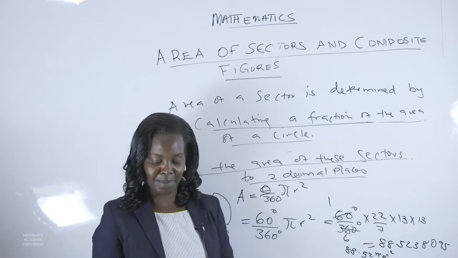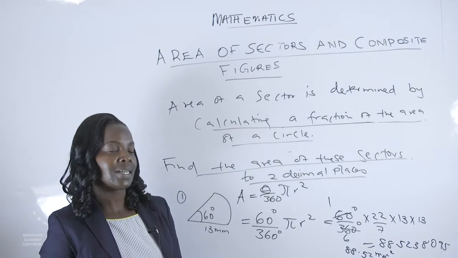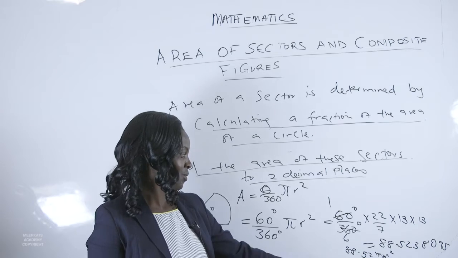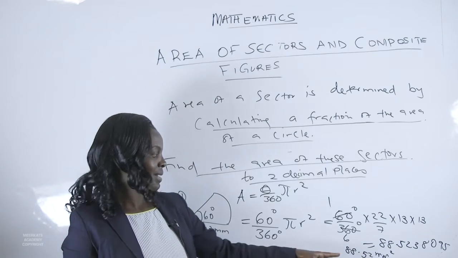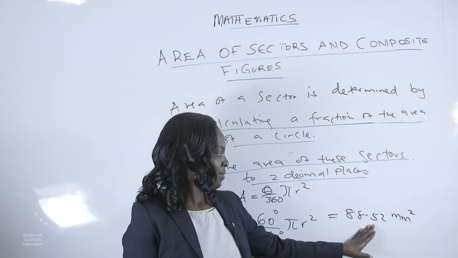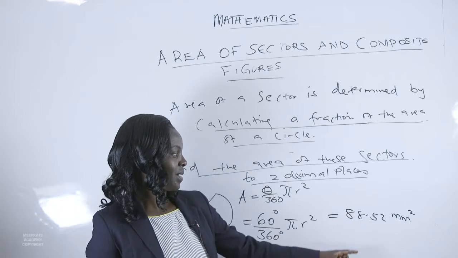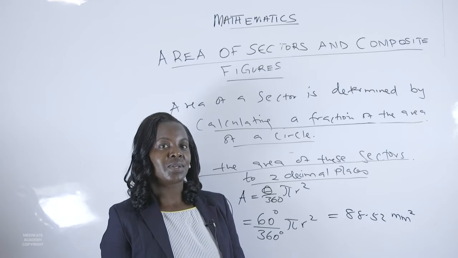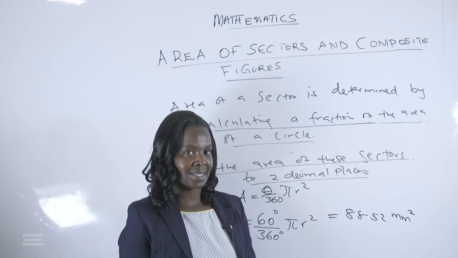Remember we said the units of area are square units. So because this was millimeters, the answer will be square millimeters. To 2 decimal places, the answer will be 88.52 square millimeters.